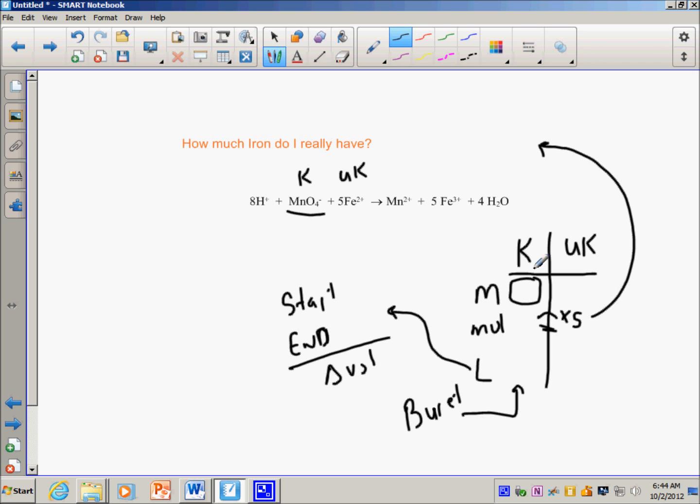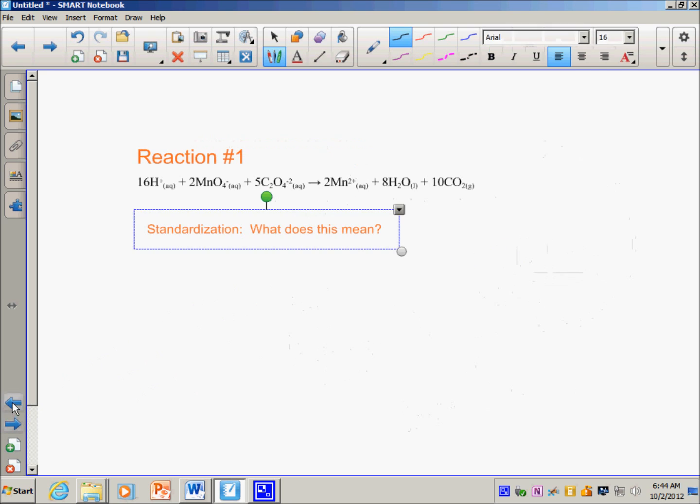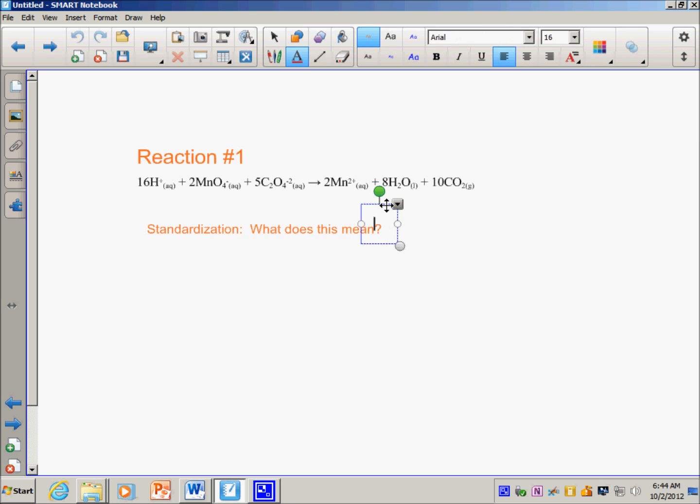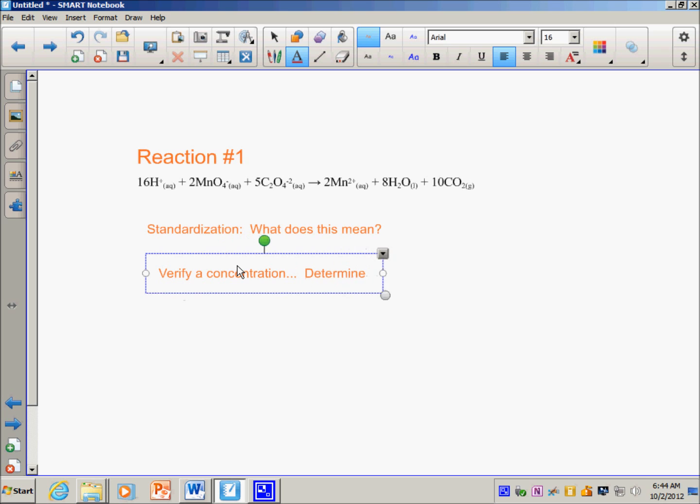Now let's back up a slide here. Let's talk about my standardization. Okay. Now, a standardization simply means that we are going to verify a concentration, okay, or determine a concentration.